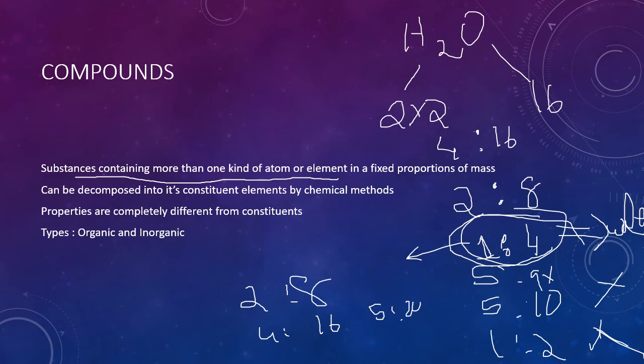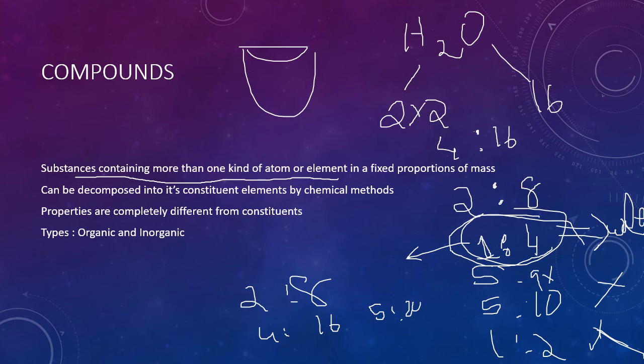Matter can be decomposed into its constituent elements by chemical methods only. You cannot just pick oxygen and hydrogen from water using your hand or anything. You have to use some chemical methods, like passing electricity through it, then only it will get decomposed, right? So this is why we call it a compound. You cannot directly pick it using your hands. You have to use chemical methods to convert it into its constituent elements.